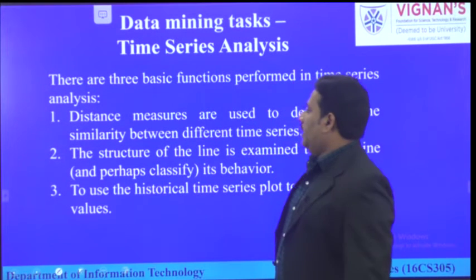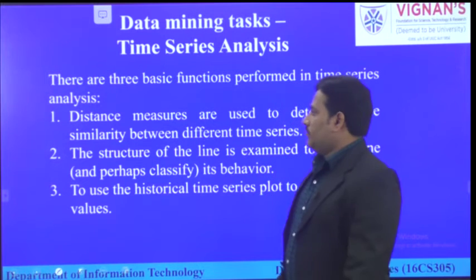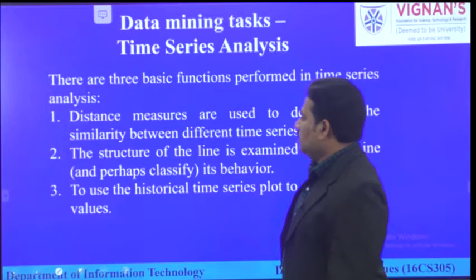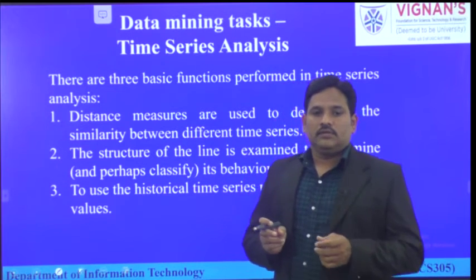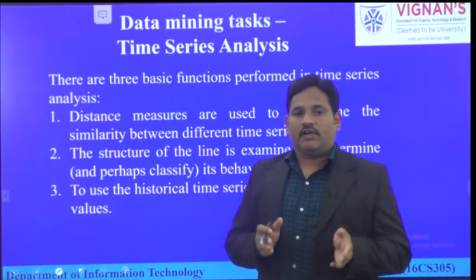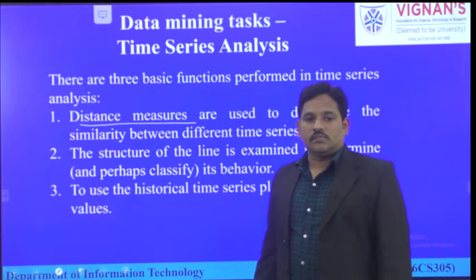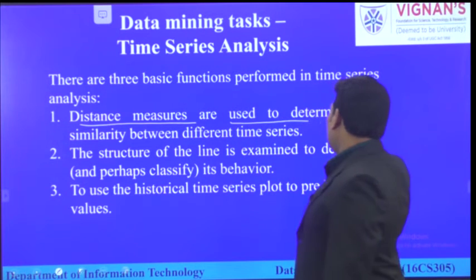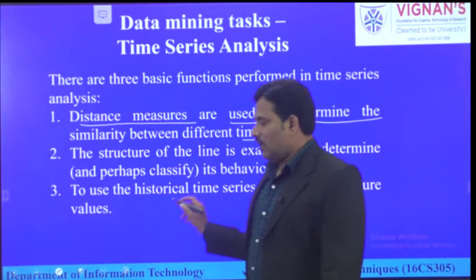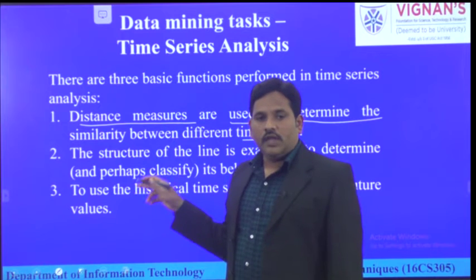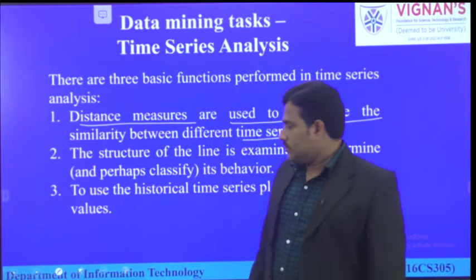Now look at here. When we are applying a time series analysis, the time series analysis is built up with three basic functionalities or properties. First, we are going to apply the distance measure. That means whenever we are comparing a product or share related values, identify the similarity between the products by applying a distance measure. The distance measure is used to determine the similarity between two different time series. That means on a particular day and time, what is its current value and what is the past value, what is the variation. So this is the distance measure.